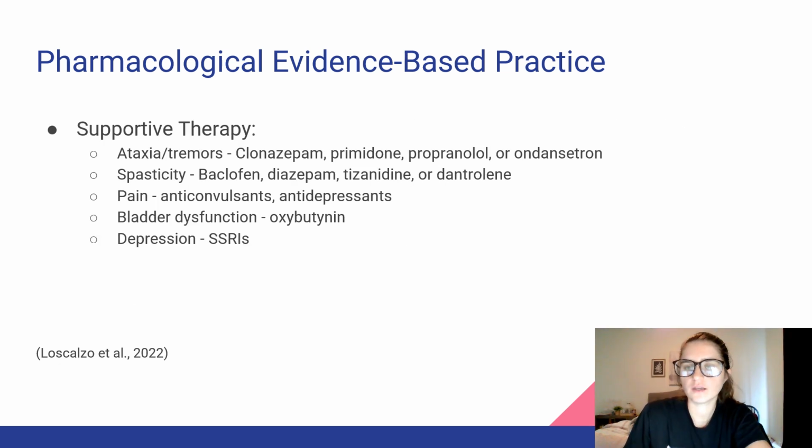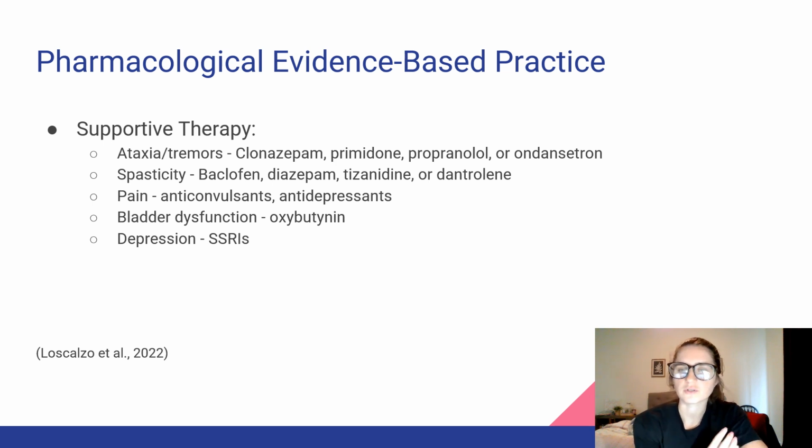And then we're moving on to the supportive therapy and what kind of medications can be used for symptoms. So if your patient is experiencing ataxia or tremors, you can use clonazepam, primidone, propranolol, or even Zofran. If your patient is experiencing spasticity symptoms, then you can give baclofen, diazepam, tizanidine, or dantrolene. For pain, often anticonvulsants or antidepressants are used.